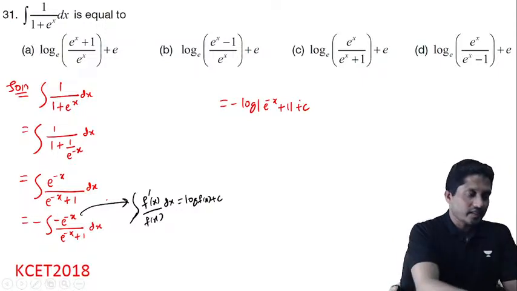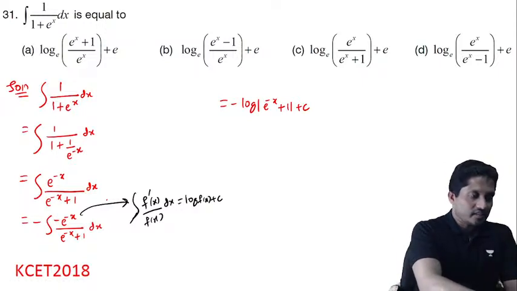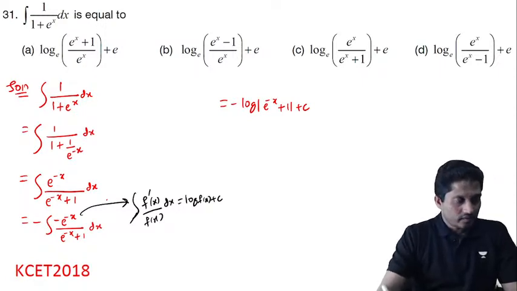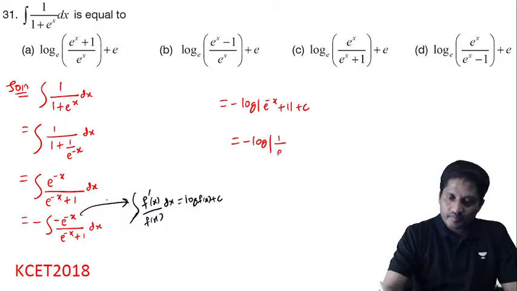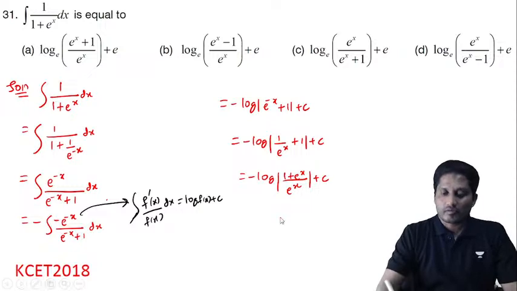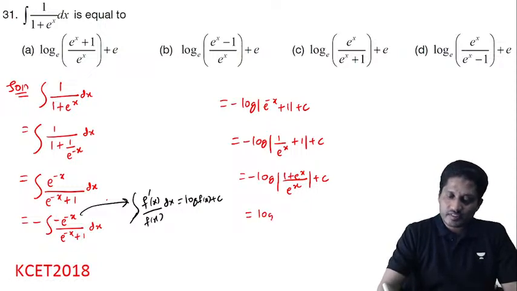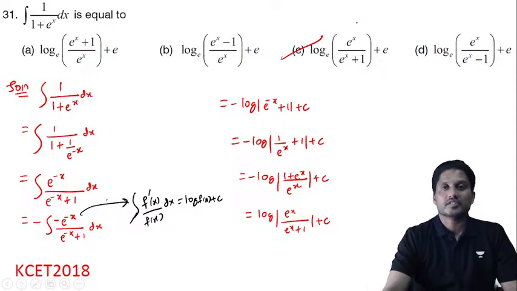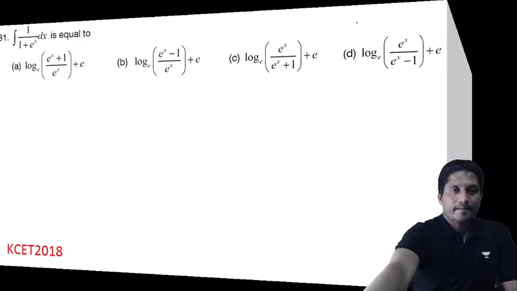There is no option like this, so I can write this as minus log of 1 by e power x plus 1 plus c. Taking LCM e power x and cross multiplying, minus log of (1 plus e power x) by e power x. Minus log x is log 1 by x, so if I reverse this, minus will be plus, that is log of e power x divided by e power x plus 1 plus c. Question number 31, answer is option. Let's move to the next question.